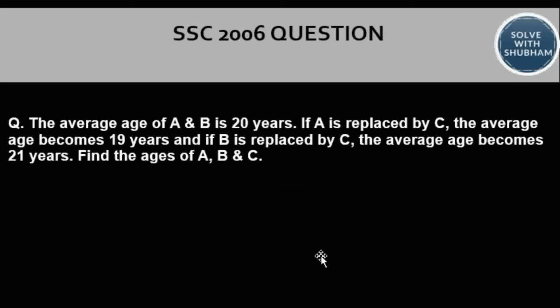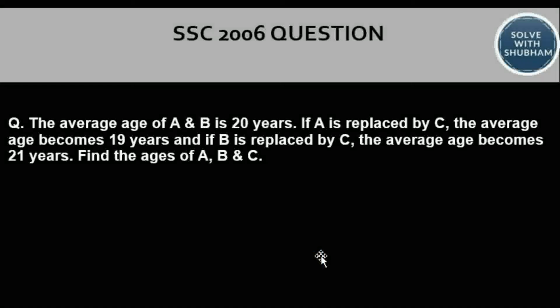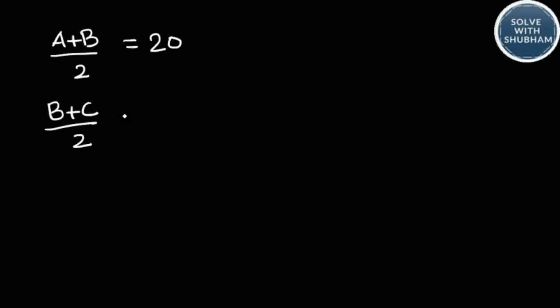Now the third question was asked in SSC 2006. It goes like, the average age of A and B is 20 years. If A is replaced by C, the average age becomes 19 years. And if B is replaced by C, the average age becomes 21 years. Find the ages of A, B and C. Again a simple question. A and B average 20, B and C average 19, A and C average 21.